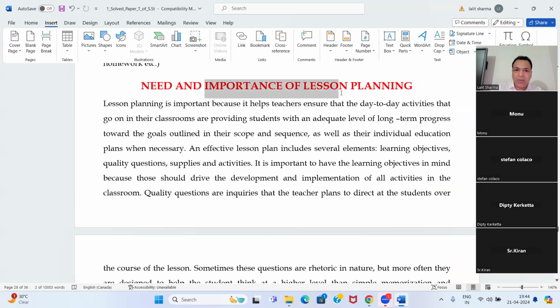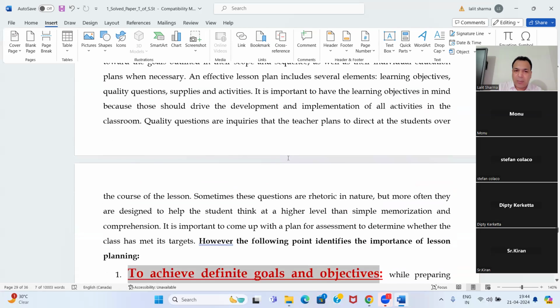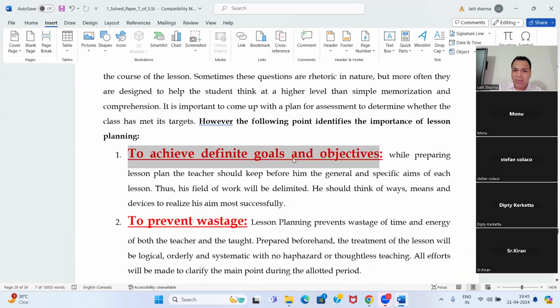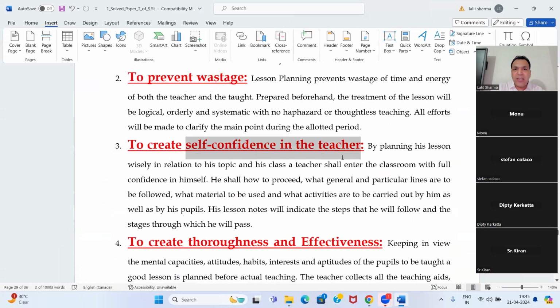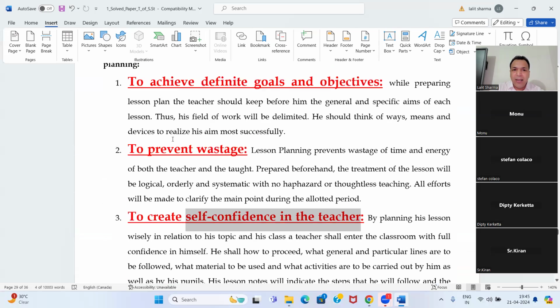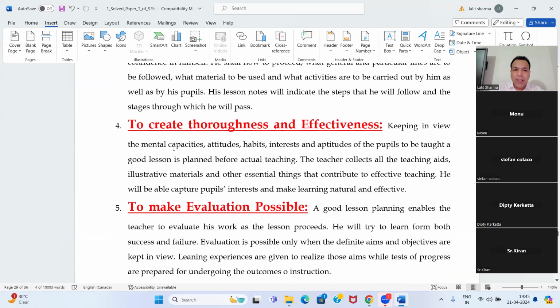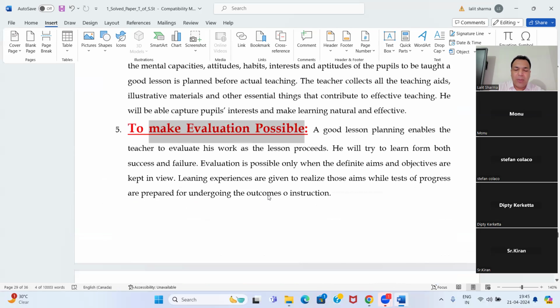Okay. Need and importance of lesson planning. Okay, what are the need and importance of lesson planning? है ना, वो सारे steps आगे देखो. Achieve definite goal and objective, prevent wastage, to create self-confidence in the teacher. Naturally, if the teacher is prepared beforehand, it creates a self-confidence in the teacher. Otherwise, क्या होगा? वो waste करेगा time को. To create thoroughness and effectiveness, to make evaluation possible.